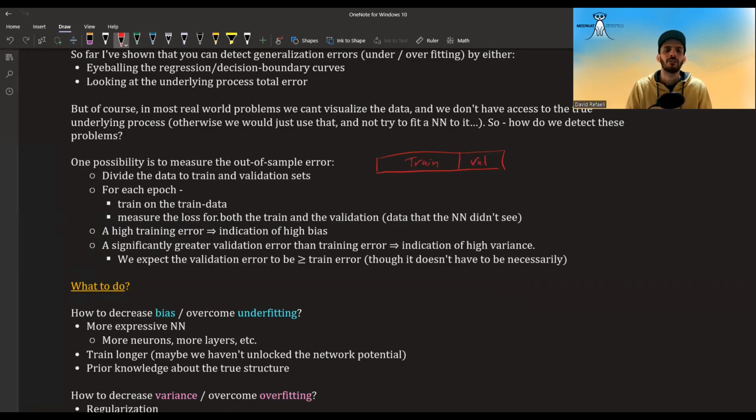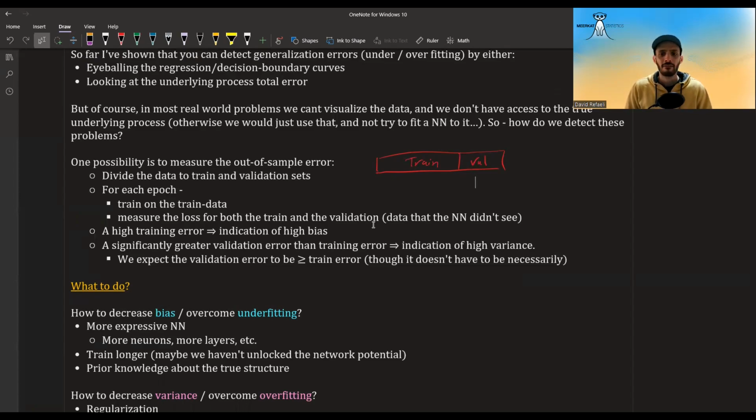And if you have a high training error, and what is a high training error? It's all relative. It differs from problem to problem. But if you have a high training error, it's an indication that you have a high bias. So your model is just not good enough. It doesn't manage, even on the training data, to get good results.